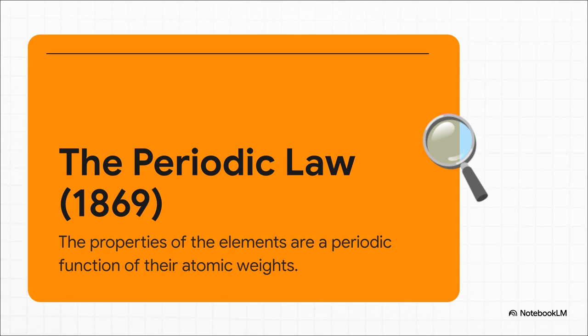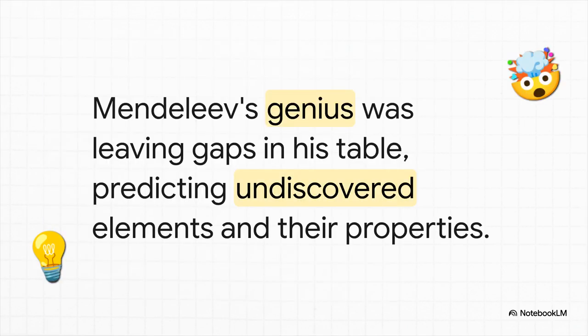He lined them all up by increasing weight, but, and this is key, he also made sure to put elements with similar properties into the same vertical columns. But here is the stroke of absolute genius. Mendeleev wasn't bothered by things that were missing. If his pattern said there should be an element in a certain spot, but none was known, he just left a gap. He had the sheer audacity to predict not just the existence, but the properties of elements that no one had even discovered yet.